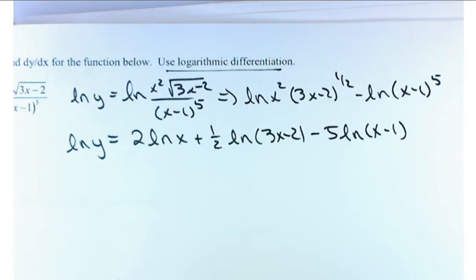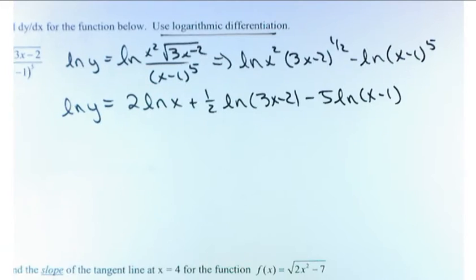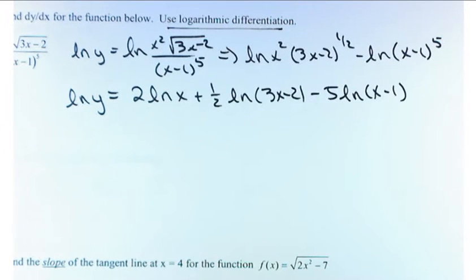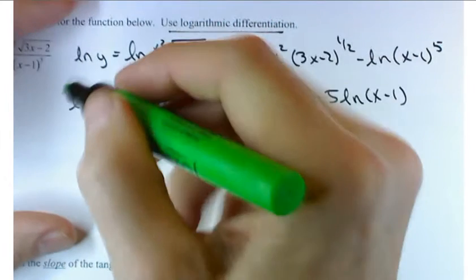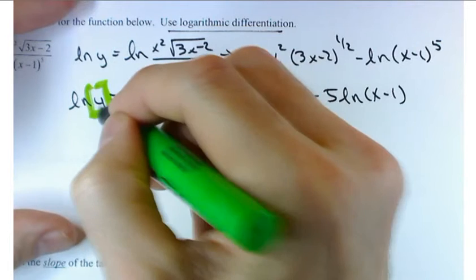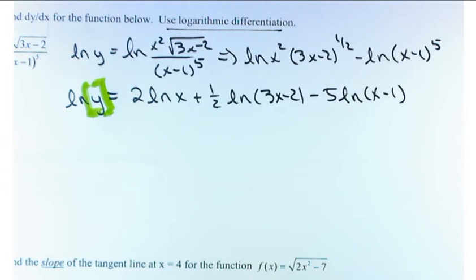Now the point here is that I've exhausted all my properties of logs, and I've got this as simplified as I can using the properties of logs. But remember, my ultimate goal here was to find the derivative, to find dy by dx. I haven't done any differentiation yet at all. So let's work on the differentiation part. Let's put a little green box around the y, because we're going to differentiate with respect to x.